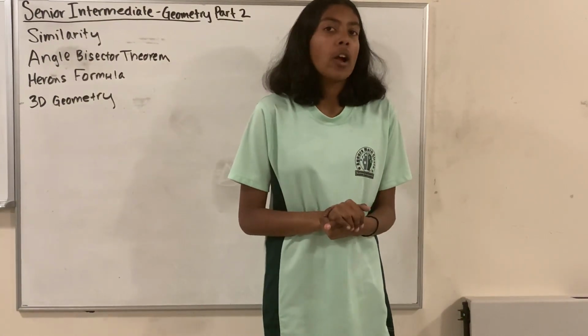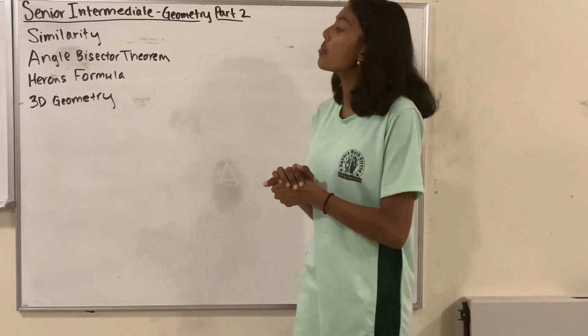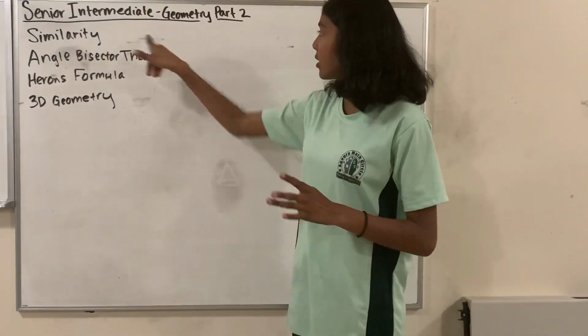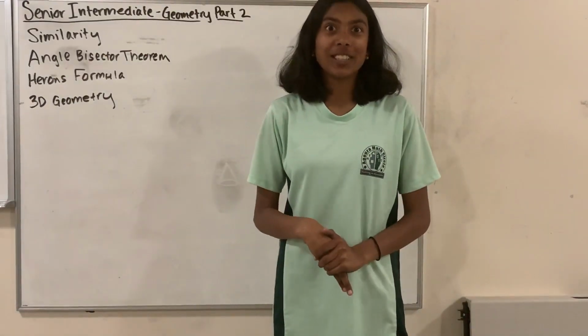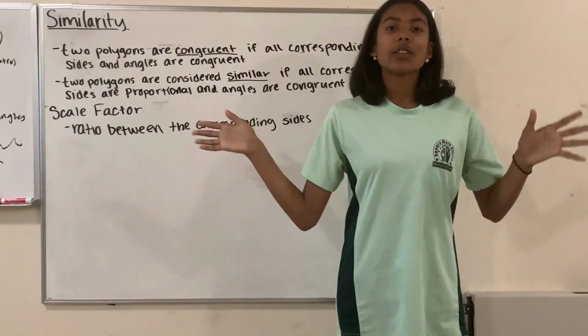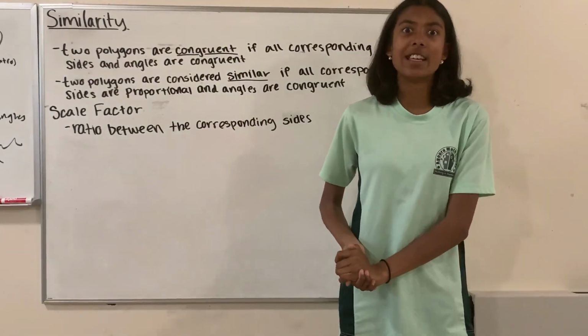To you for senior intermediate. We're going to start off with similarity, and then we're going to move on to the angle bisector theorem, and then Heron's formula. And these three are basically all triangles, so good luck. And finally, we move on to 3D geometry. So as you know, our first topic of today is similarity.